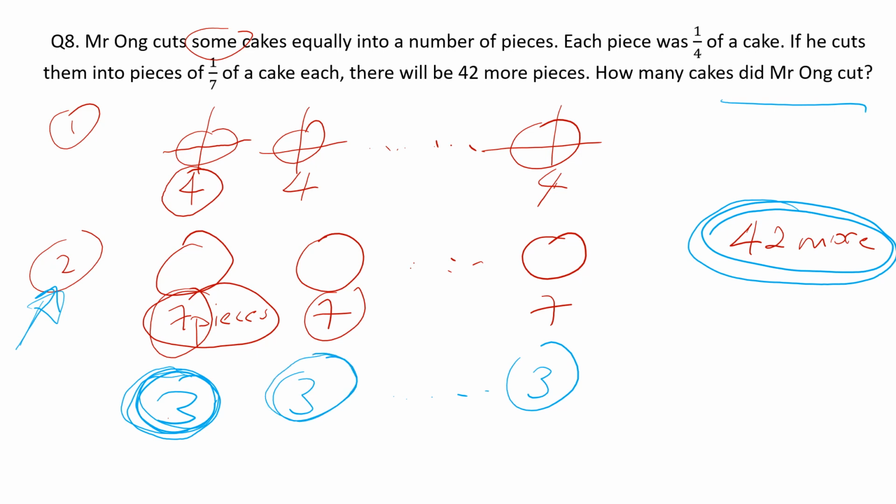So what should I do? Correct, 42 divided by 3. What's the answer? 42 divided by 3. The answer will be 14.